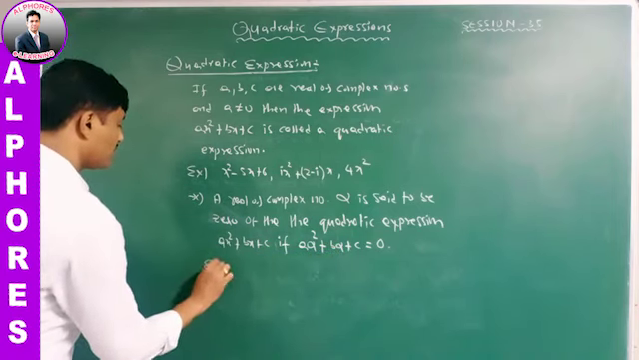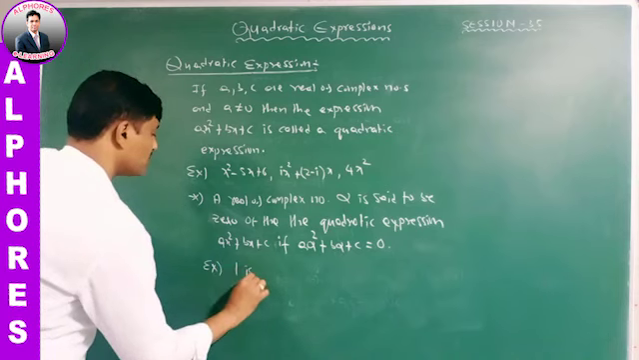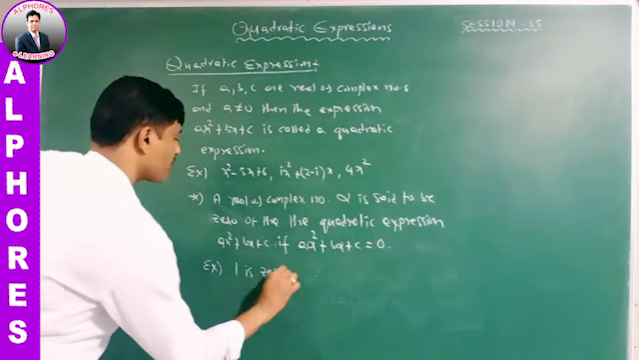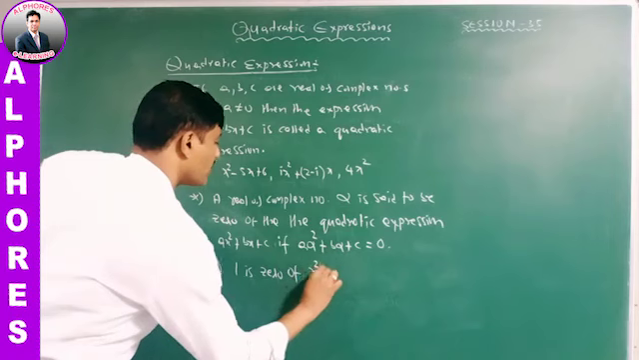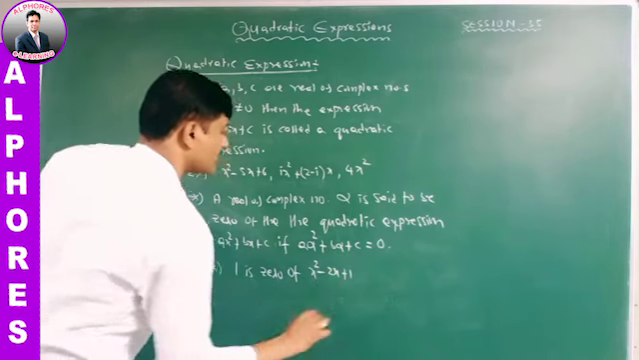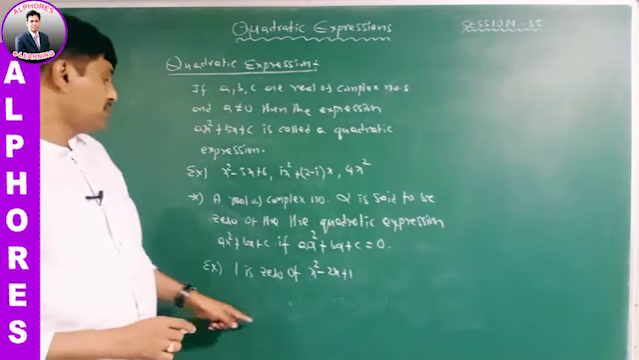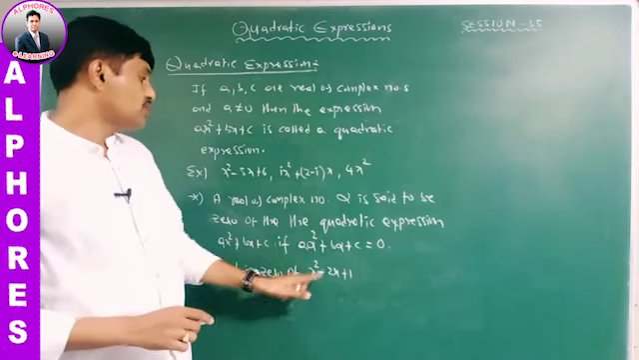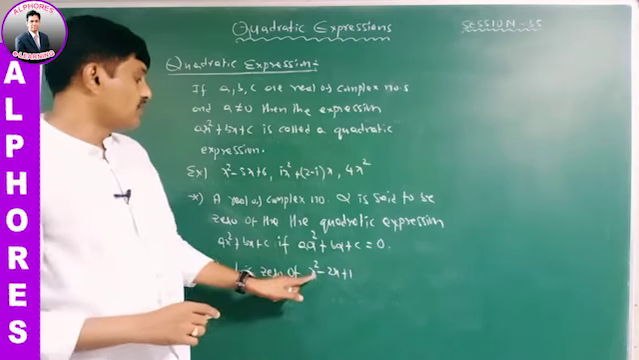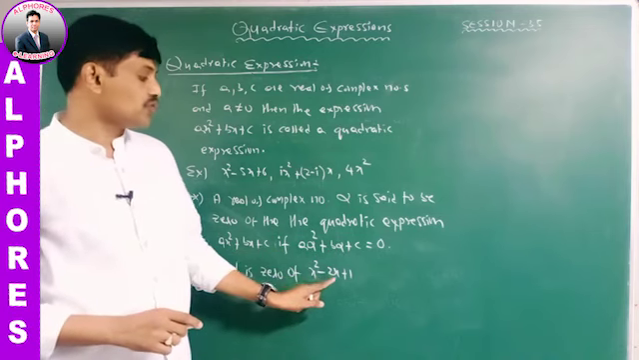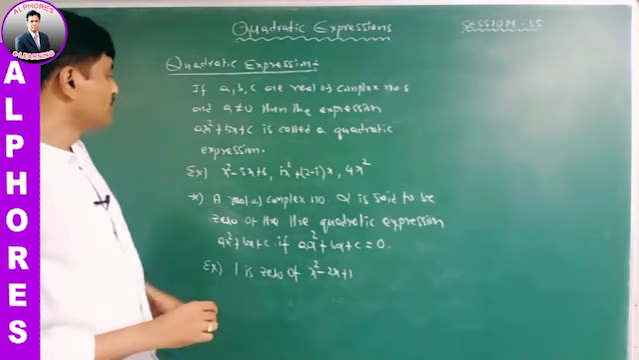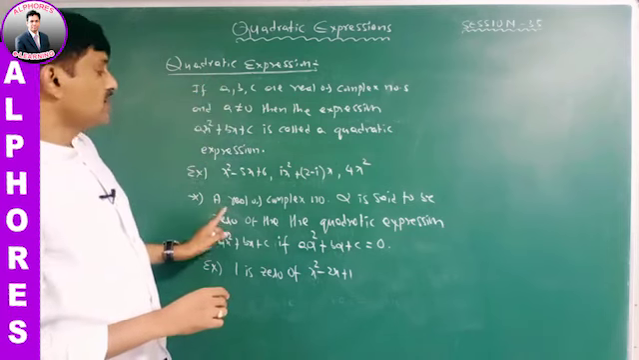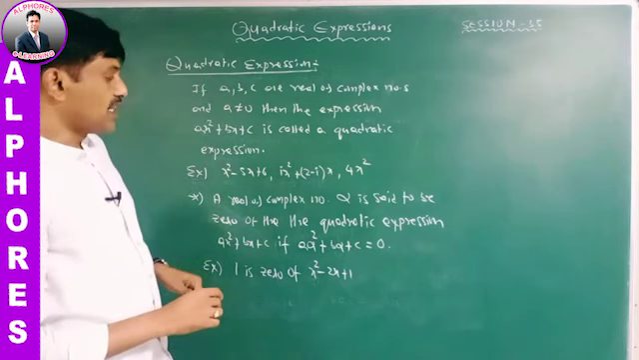Take one example. 1 is a zero of x square minus 2x plus 1. If you put 1 in place of x, 1 minus 2 plus 1 is going to 0. That's why 1 is a zero of the quadratic expression x square minus 2x plus 1.